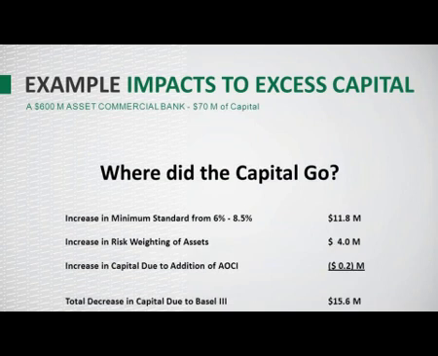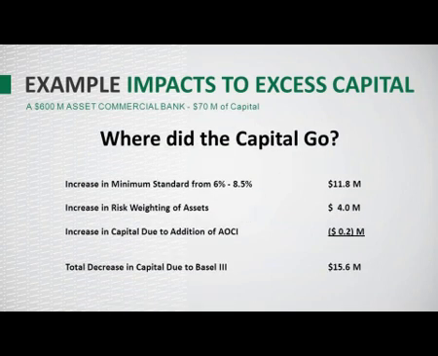So what all caused that? Let's take that apart piece by piece and try to understand where the bulk of that capital goes according to the change in guidelines. The number one element that caused that $15.6 million of capital to be viewed as disappearing under the new proposed guidelines: 11.8 million of the 15.6 is defined away based on the increase in the minimum standard of Tier 1 capital, from 6% up to 8.5%.